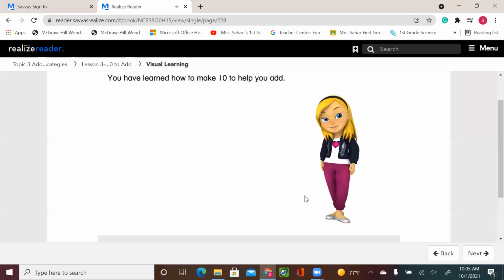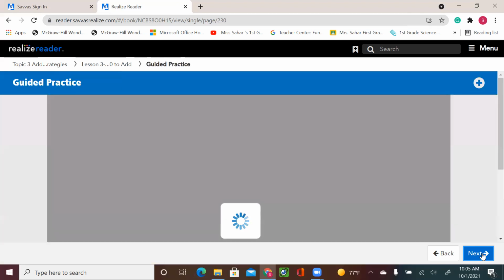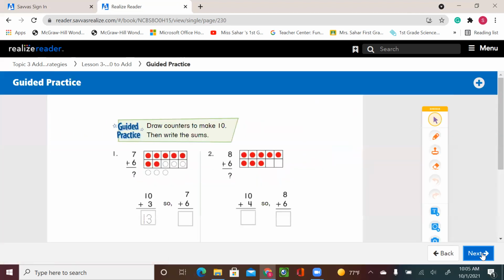All right, let's have some exercise to practice what we just learned. Draw counters to make 10, then write the sums. So we have two addends in my problem. I have 7 and I have 6. I know that having a 10 frame will help me answer this right. So I have the 10 frame. I'm going to put my first addend, the 7.